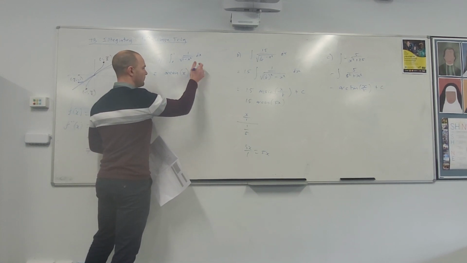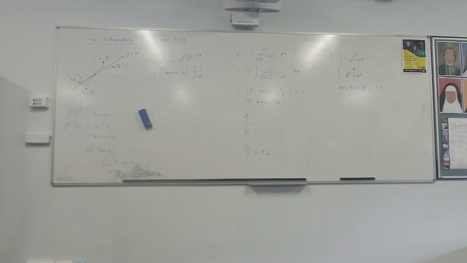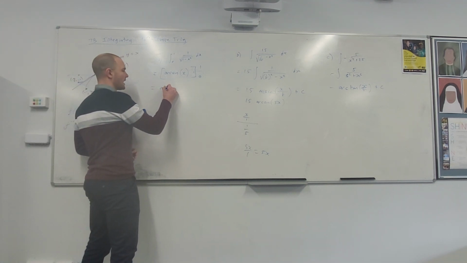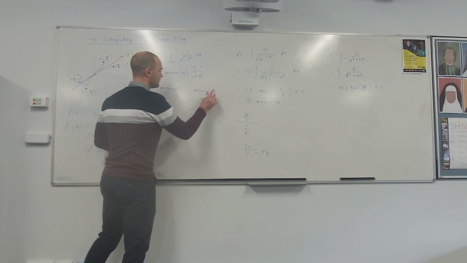Sorry, no plus c. Why? Because it's a definite integral. We've got a boundary, which means we're now going to perform the fundamental theorem of calculus. So this becomes arcsine of 1, take arcsine of 0.